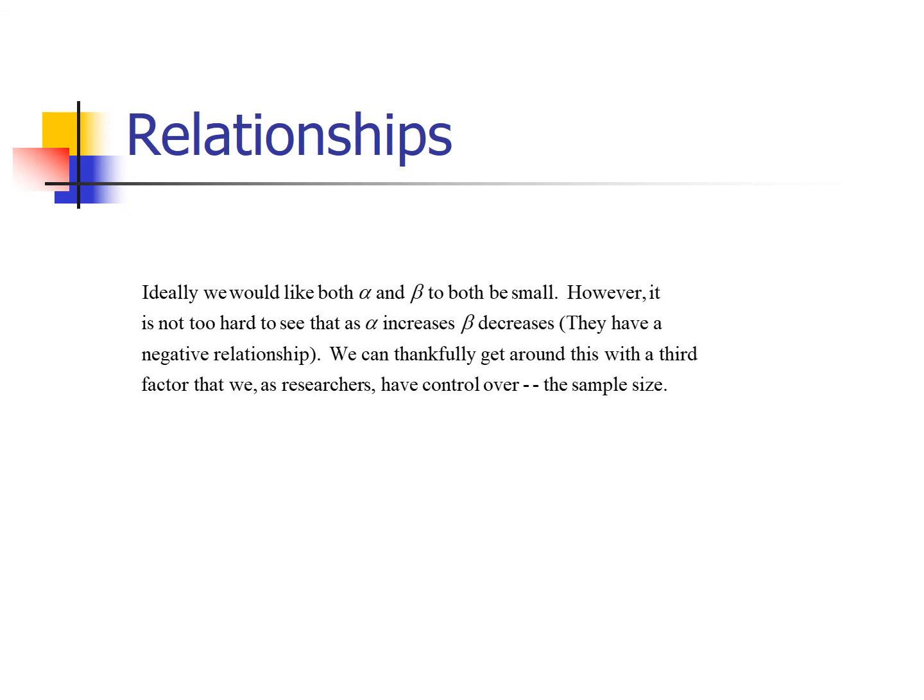Now, ideally, for an ideal hypothesis test, we would want what? We would like both alpha and beta to be small. Agreed? However, it's not too hard to see that as alpha increases, beta decreases. That is, alpha and beta have a negative relationship. Does that make sense?